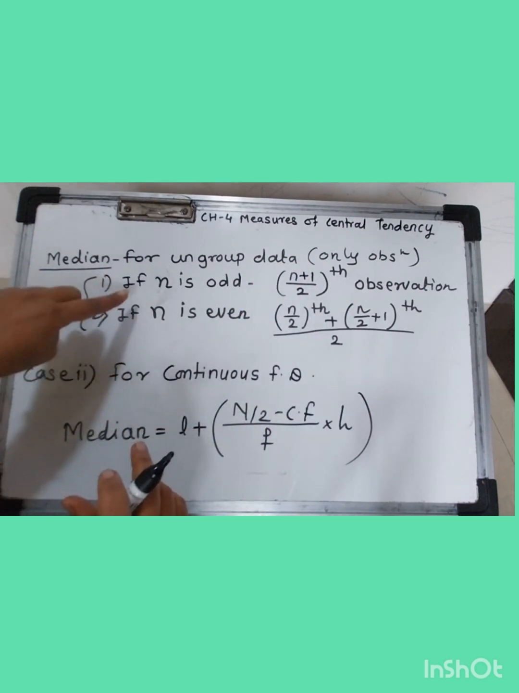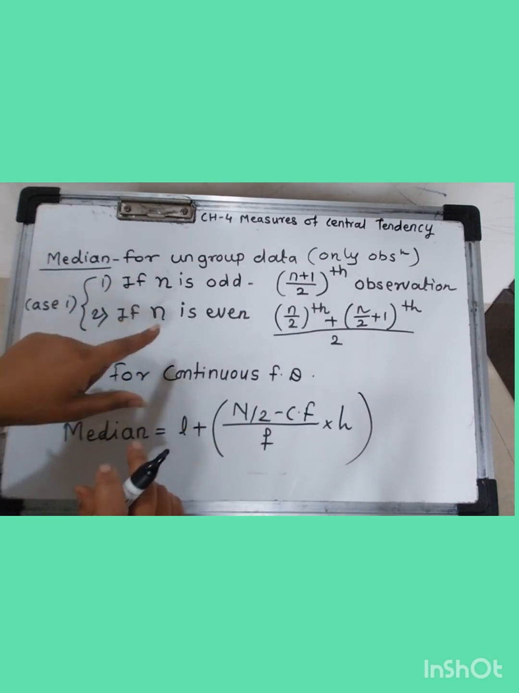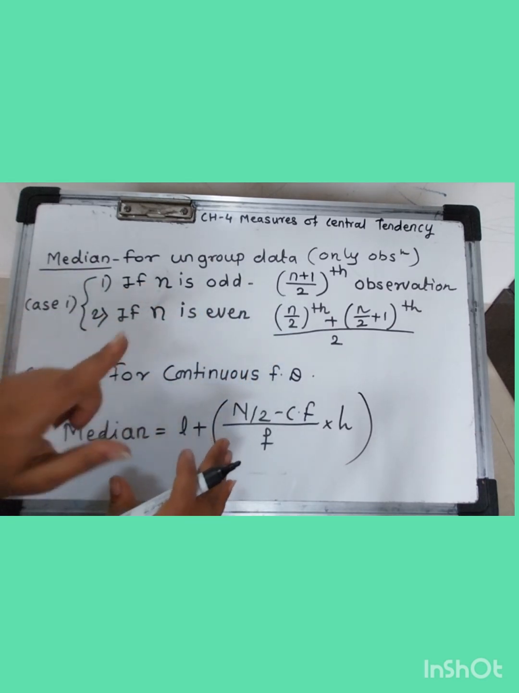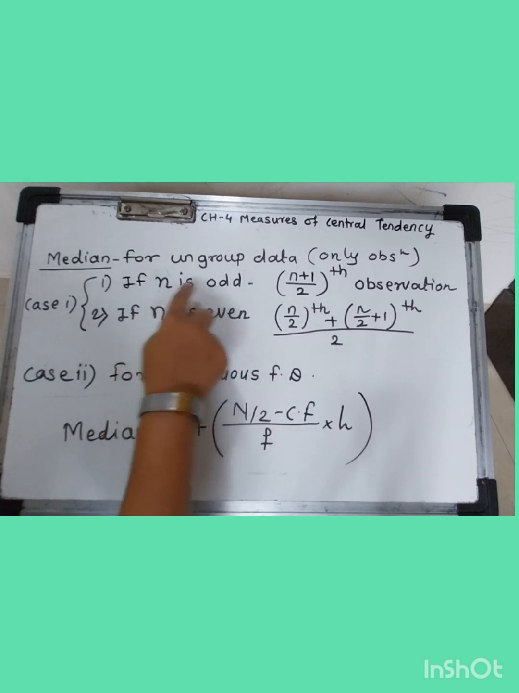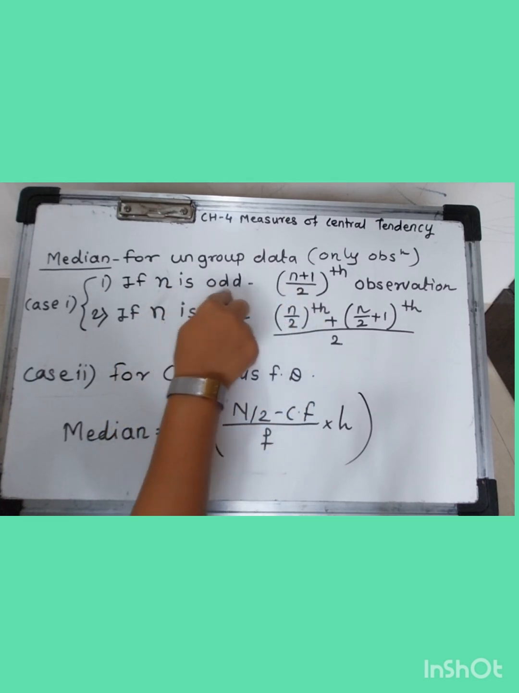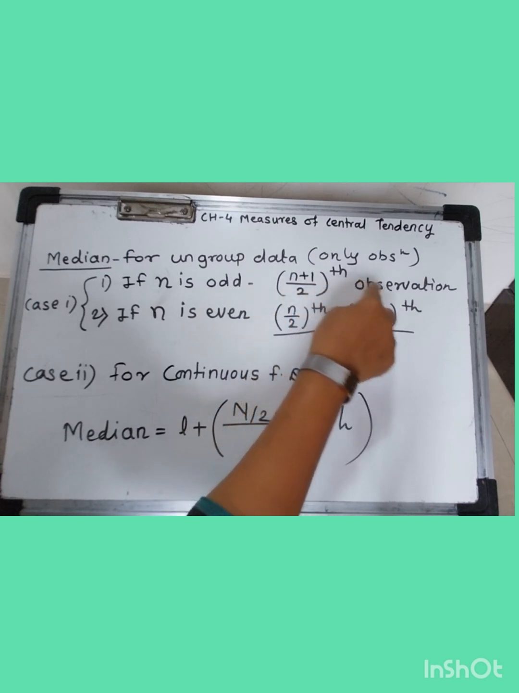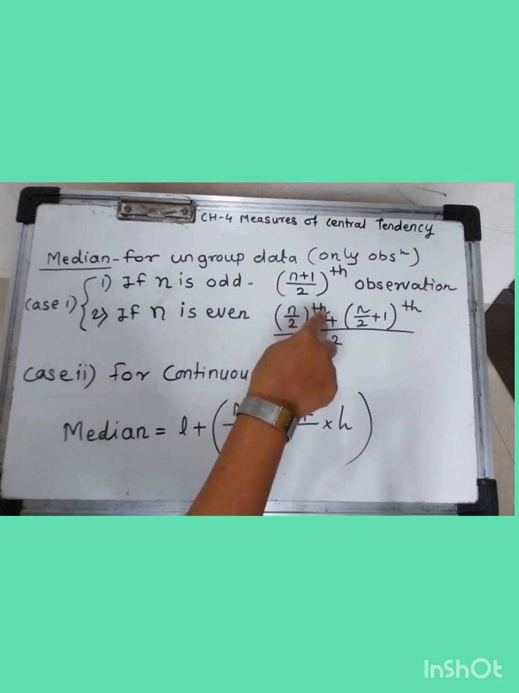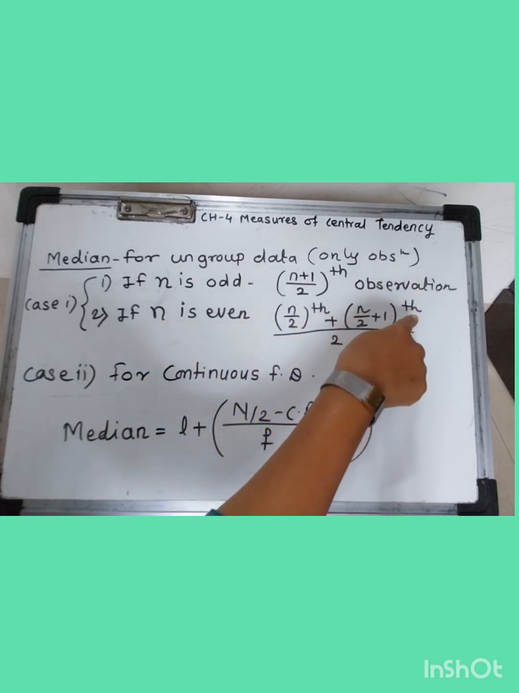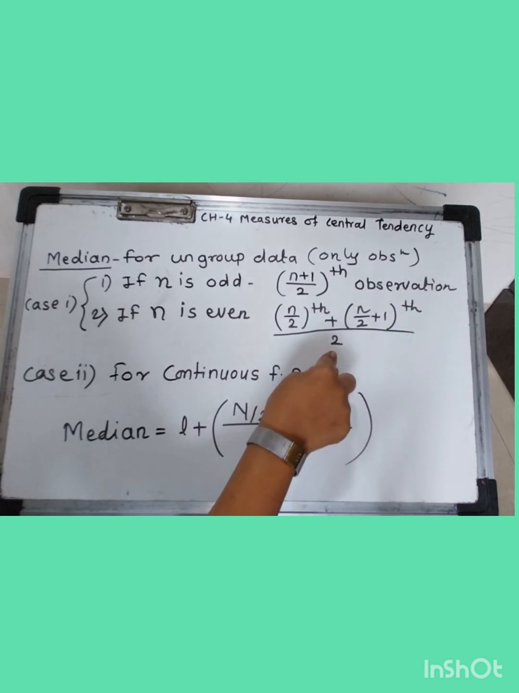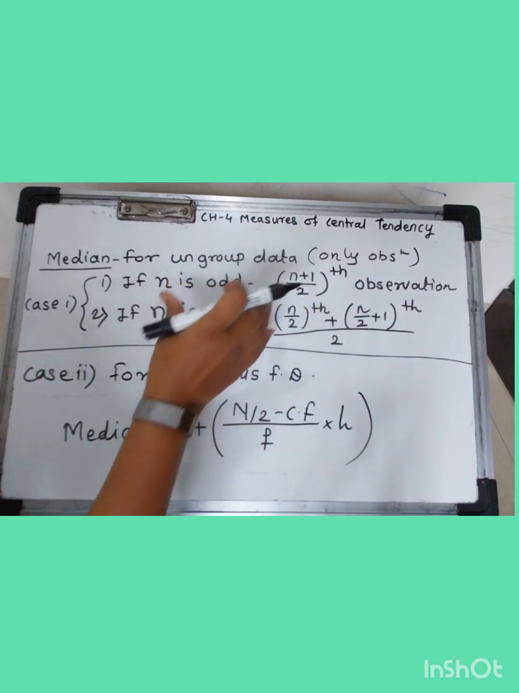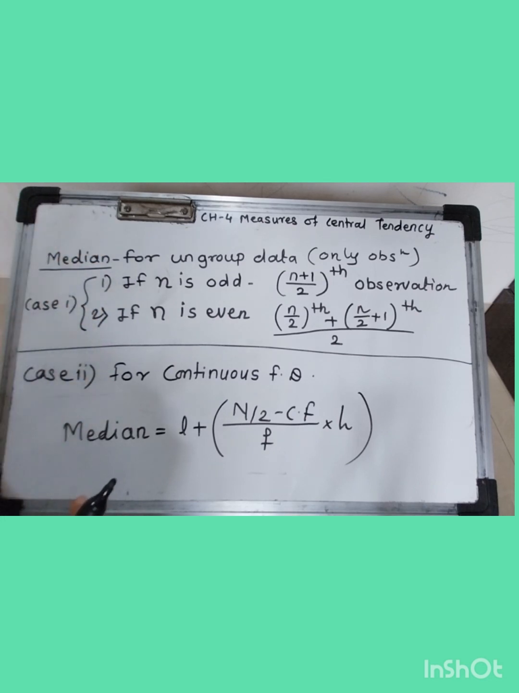But before that, check whether n is odd or even. Initially we have to arrange the observations in ascending or descending order. Then count the n. Then apply this formula. Okay. If n is odd, n plus 1 by 2th observation is the median. Second, if n is even, n by 2th observation plus n by 2 plus 1th observation divided by 2 is the median. Okay. This is for the ungrouped data, means only observations are given.